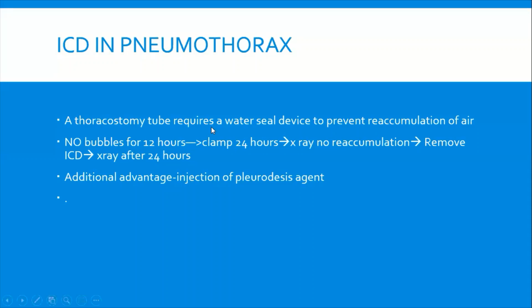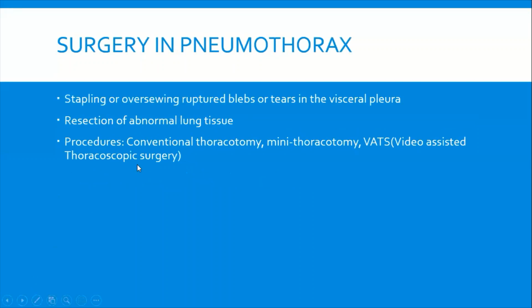Remember, too much suction in the beginning of ICD is also not good, because there can be re-expansion pulmonary edema. When do you do surgery in pneumothorax? Only if there is a risk of recurrent pneumothorax, to put it very simply. If there is an underlying subpleural bleb, or a tear in the visceral pleura due to any reason, then they staple or oversew that area. If there is abnormal lung tissue, they will resect that particular lobe. They can do these via a conventional thoracotomy, a mini thoracotomy, or video-assisted thoracoscopic surgery.